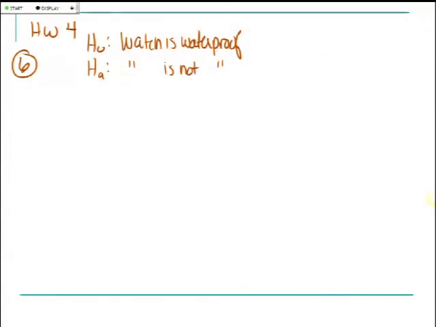Rejecting H0 when H0 is true. Rejecting H0, saying the watch is not waterproof, that's your conclusion, when it really is. So you're just a little more careful not to get it wet, but that's not a big deal. Versus what's a type 2 error? Staying with H0, failing to reject H0, when really HA is true. You think and conclude the watch is waterproof when it really is not.